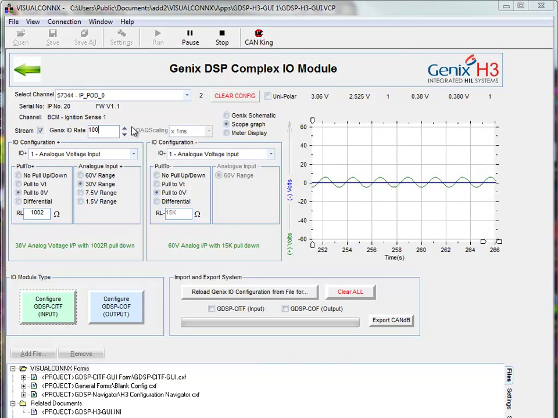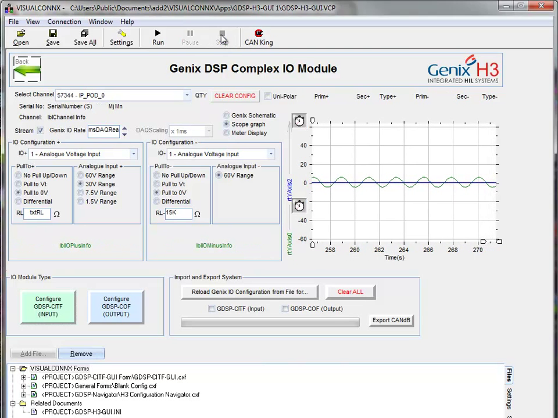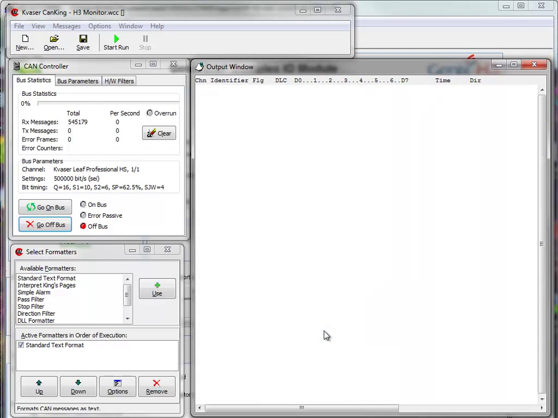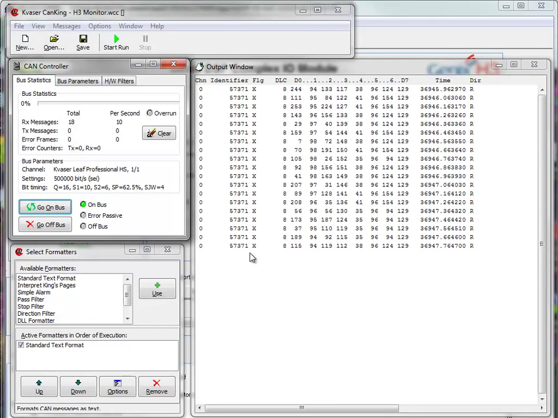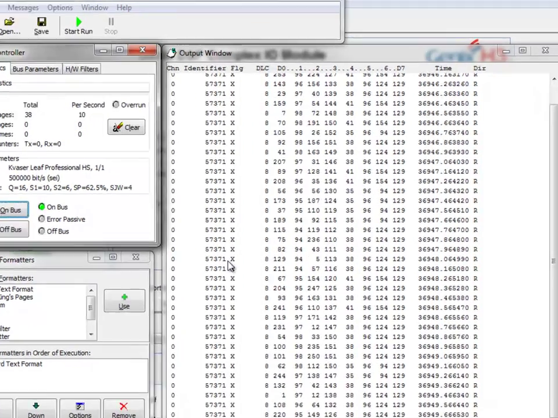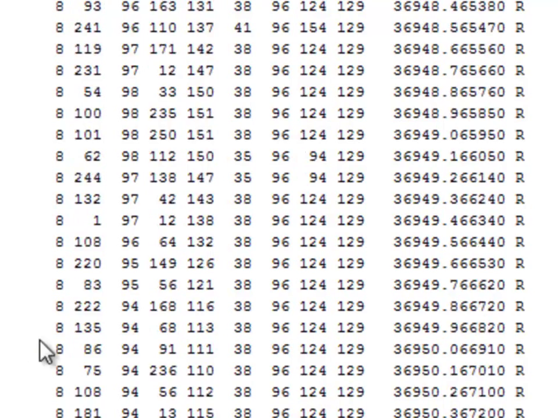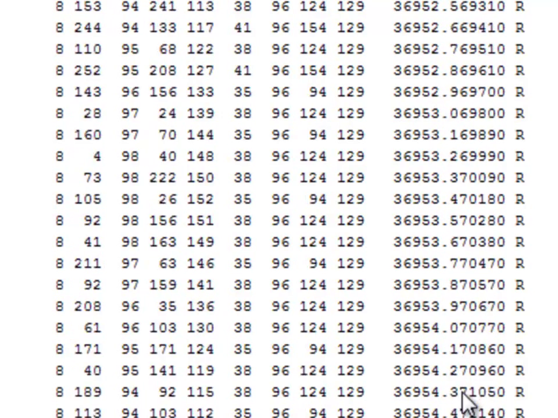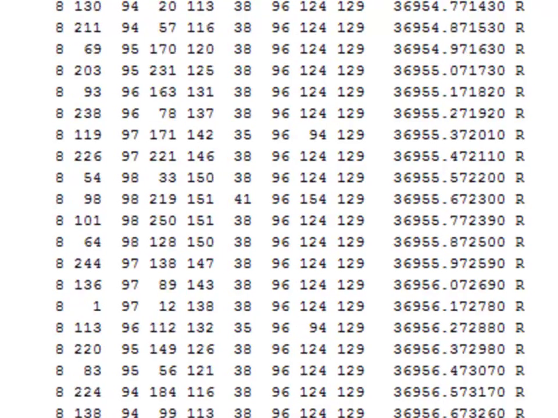Having configured the module to stream every 100 milliseconds, I'm now going to stop the user interface and run a CAN monitor to view the data being sent. If I go on bus, you can now see that every 100 milliseconds there is a new message being sent from that channel with the analog data.